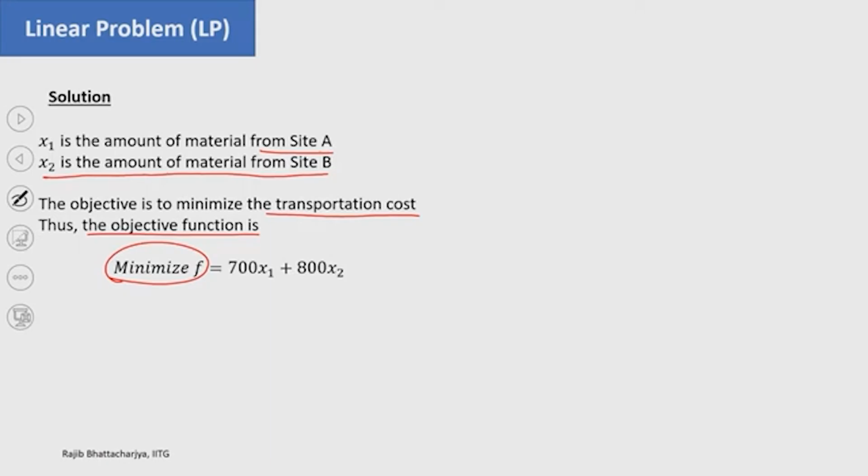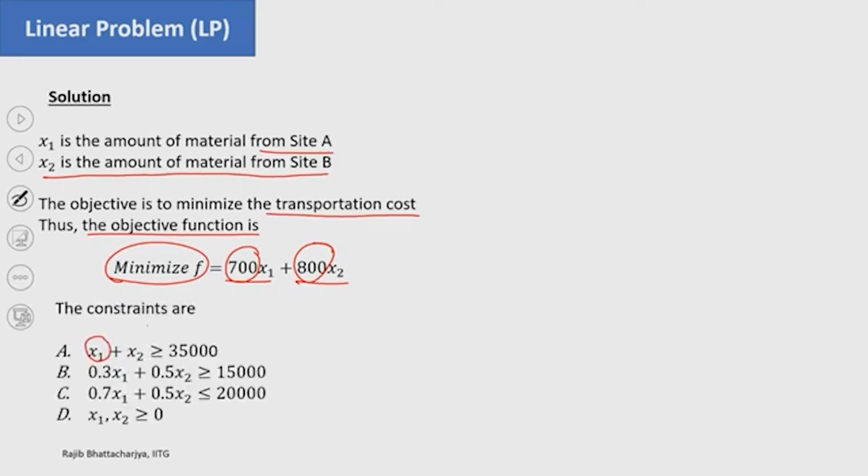So, what is the delivery cost per cubic meter? That is 700 for site A. Therefore, the total delivery cost will be 700 x1, and for site B it is 800 x2. And I would like to minimize this objective function because I would like to minimize the delivery cost.